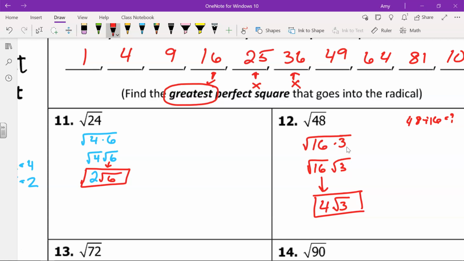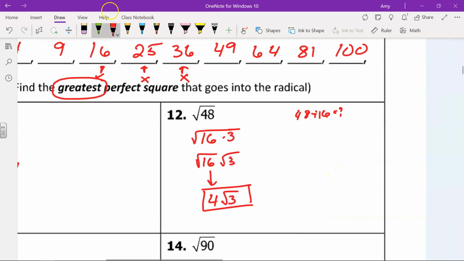Now what if you did not take my advice and you picked 4 because you knew that 4 was a factor of 48? Let's see what would happen there. So if I do 48, I could do 4 times 12. And then I split it up and I get square root of 4 times the square root of 12, which is 2 square root of 12.